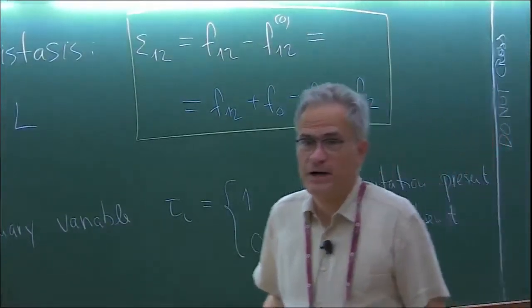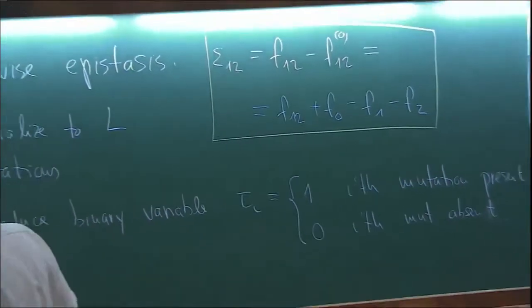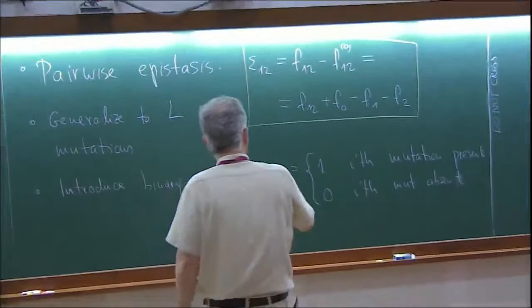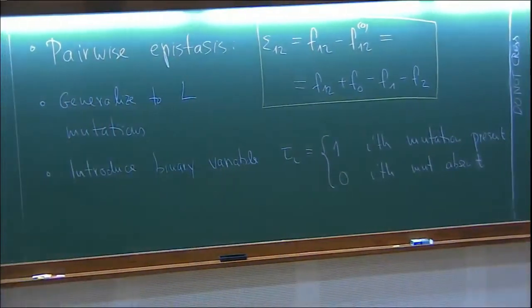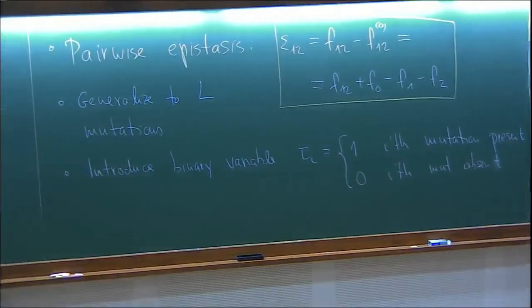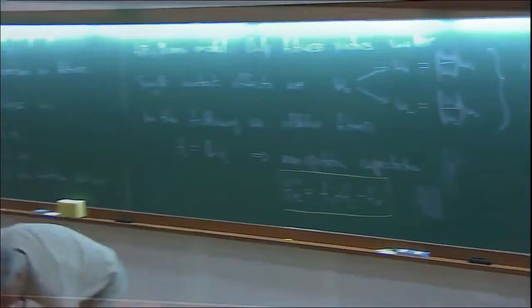And so now, if I know all the fitness effects, then I can express the fitness as a function of these binary variables. And so let's do that for the case of two mutations that I just described.